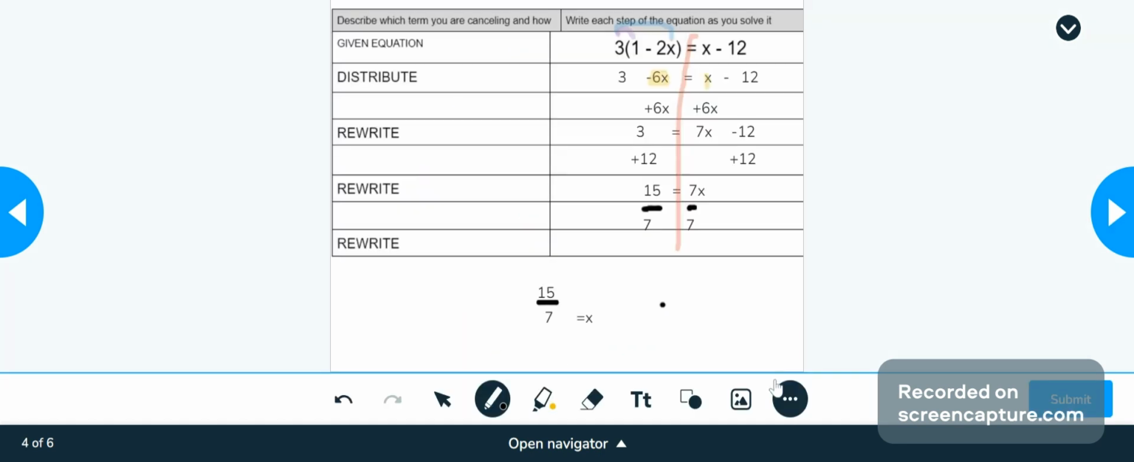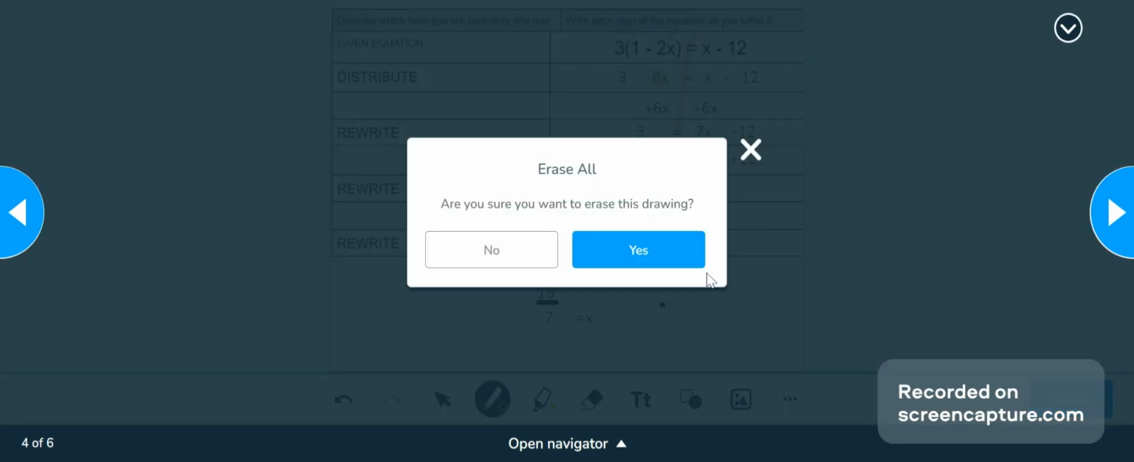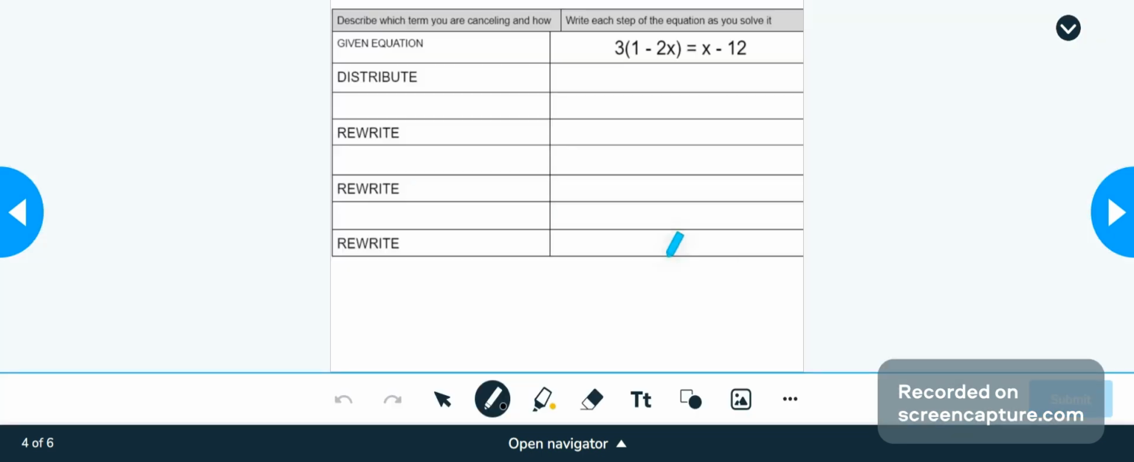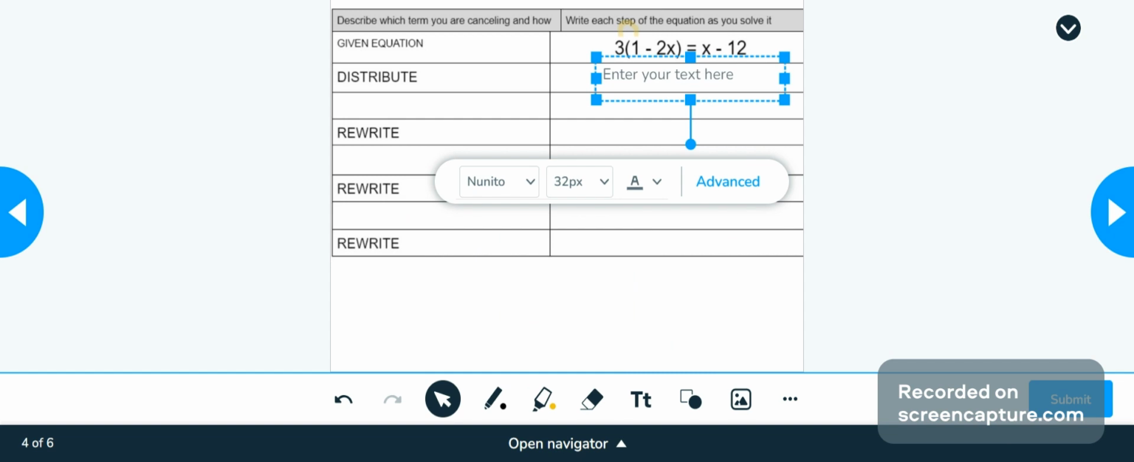All right, so this first question that's on the back, the top one, it does have some parentheses here, which means we're going to have to distribute. That means multiply that 3 by my first term. 3 times 1 is 3. I do the same thing with that minus 2x. 3 times minus 2 is minus 6. It also gets the x, and that equals, well, x minus 12 hasn't changed at all.